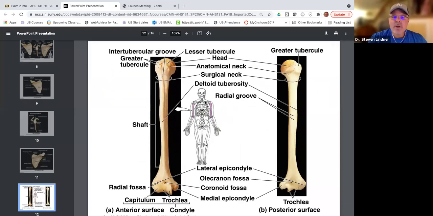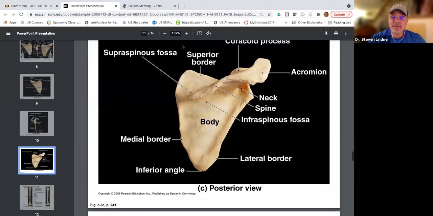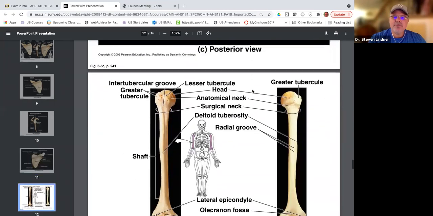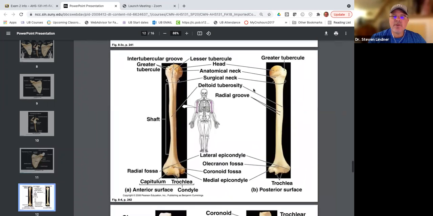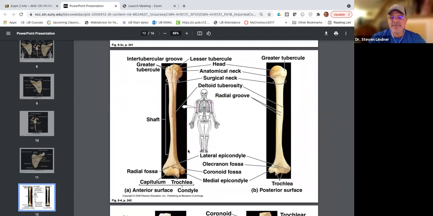Okay, now we're going to be looking at the bone that articulates right here at that glenoid cavity or glenoid fossa. That bone is called the humerus. When we look at the humerus, we have to ask ourselves, are we looking at it from anterior or posterior?